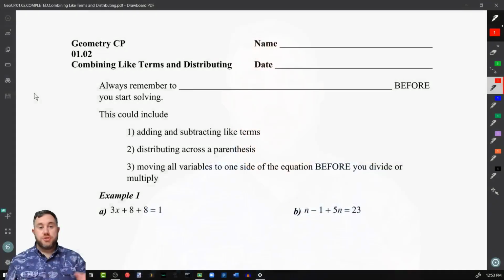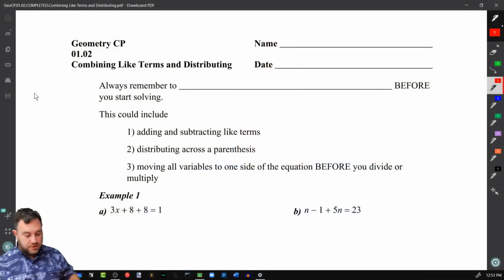Today we are going to look at combining like terms and then distributing over a parenthesis. Again, this is review. This is stuff you covered in Algebra 1, but we will need it, so we want to make sure we go back over it.